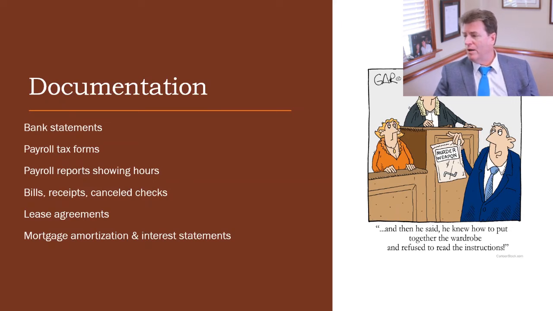So what are you going to have to provide? There's a longer list inside there, but it looks like bank statements and payroll tax forms that overlap this. So that's going to be 941s probably for last quarter and this quarter, Texas Workforce, your state payroll tax forms, probably payroll reports showing hours worked or whether a person's full-time or part-time. For other expenses, bills and receipts and canceled checks, lease agreements, mortgage amortization and interest statements. So we're going to have a lot of documentation to send in with this application. So it's important to keep good records and bean count properly.